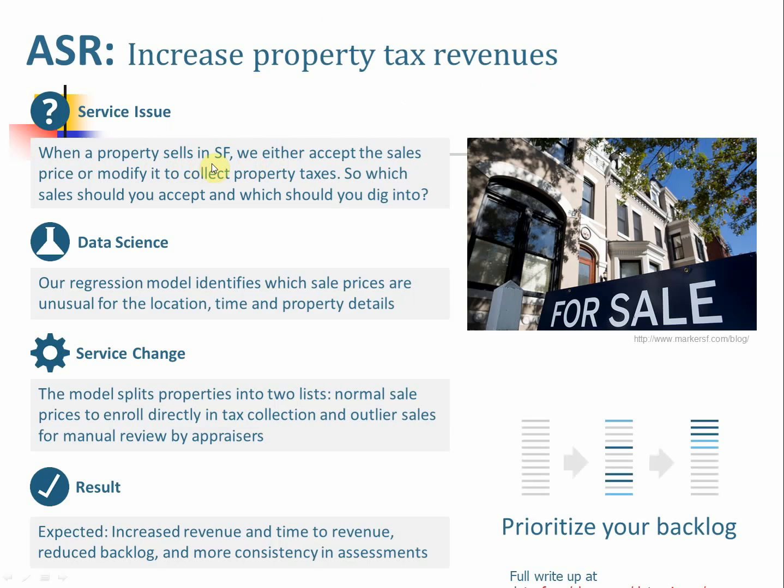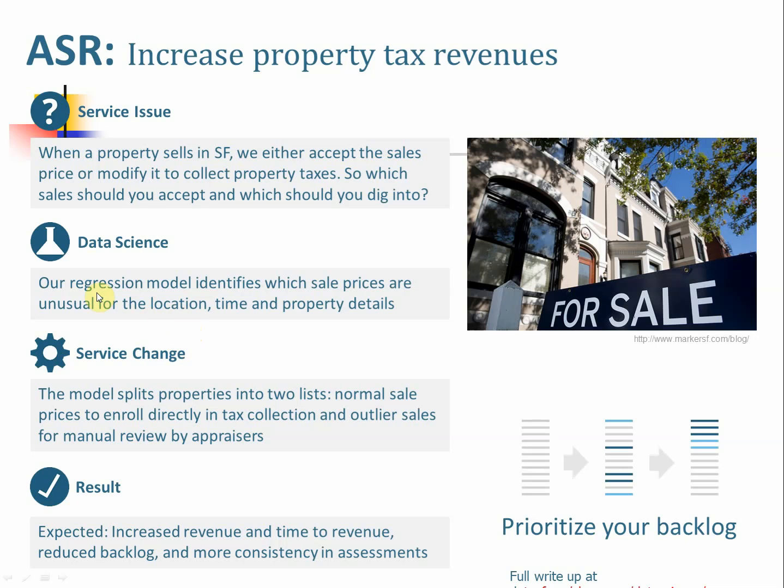When properties are sold in San Francisco, and they are usually pretty expensive, we either accept the sale price, so that they say this house was sold for $1 million, or sold for $500,000. We can either take it, or we can say, wait, I think that house is way more expensive than what you paid. Did something happen, or are you trying to evade some tax problems? So we can modify the sale price and collect property tax based on that amount. So which sales should you accept and which should you dig into?